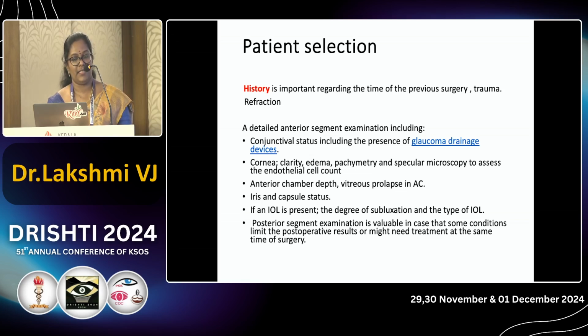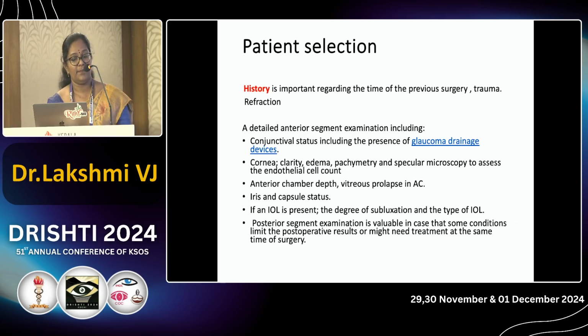Iris and the capsule status. See the patient undilated before dilating the patient, because if you're planning an iris claw lens, you need to know the pattern of the iris, how the pupil is, and whether there are thin areas in the iris before doing that. Always look for the incisions in the primary surgery, like whether an SICS was done, whether any retina procedure was done, whether there is a buckle. That means examination is really important before you plan the secondary IOL implantation.